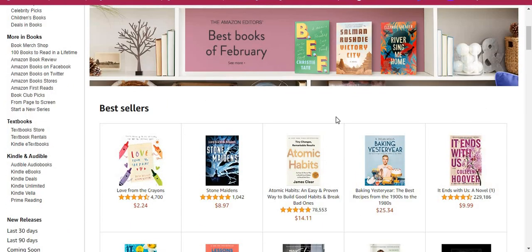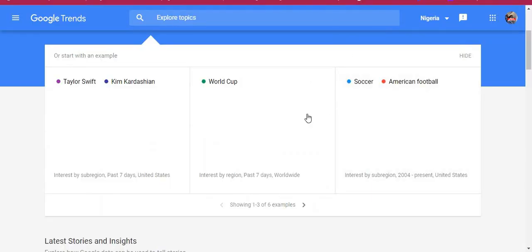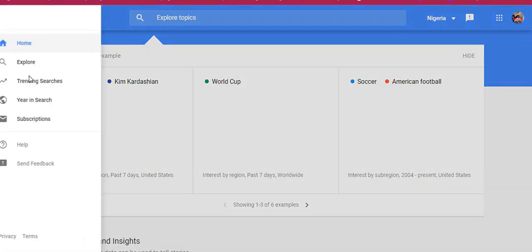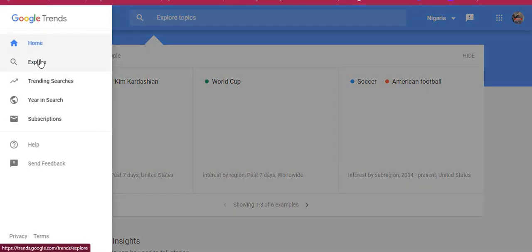So here we are right now. We're also going to be using Google Trends, which is what is going to help us find the title for our book. All we're going to do right now is go right here. We'll explore what is trending. This is showing Nigeria right now, but we're not going to do Nigeria. It's only because I'm in Nigeria that it brings up Nigeria.